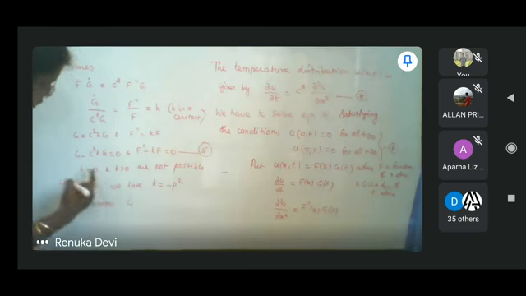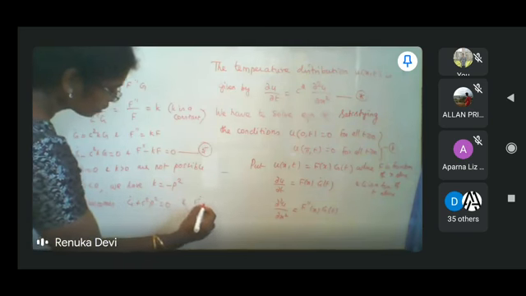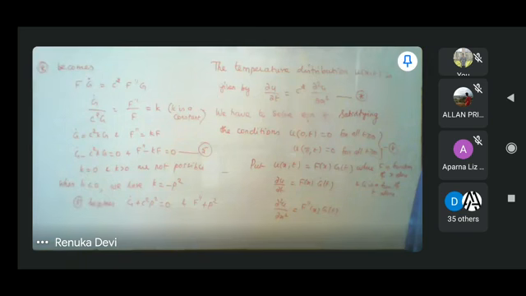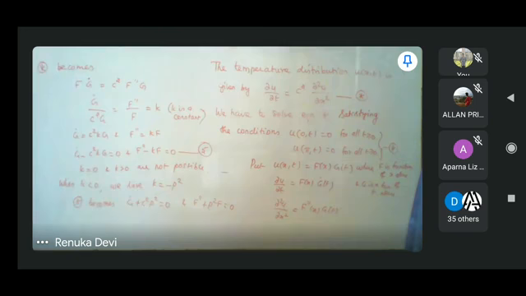g dot plus c square p square g equal to 0, and f double dash plus p square f equal to 0. Now we have to solve this equation, that is g dot equal to minus c square p square g. This can be proved by g dot by g equal to e raised to minus c square p square, isn't it? So like that we have to solve this equation.